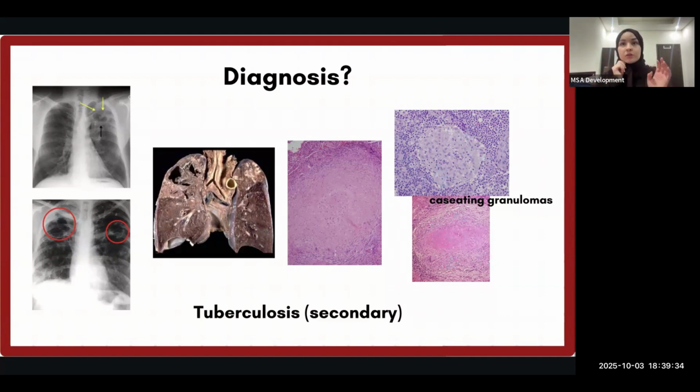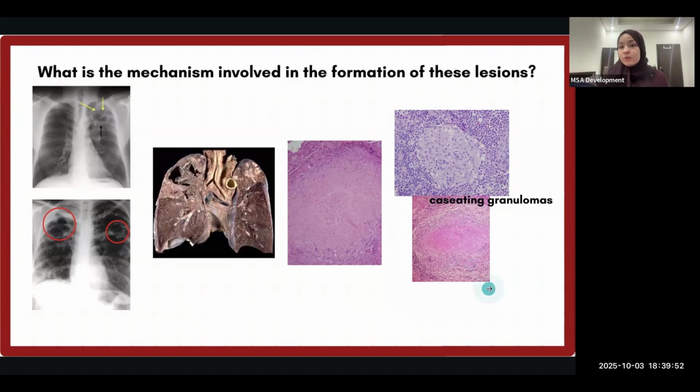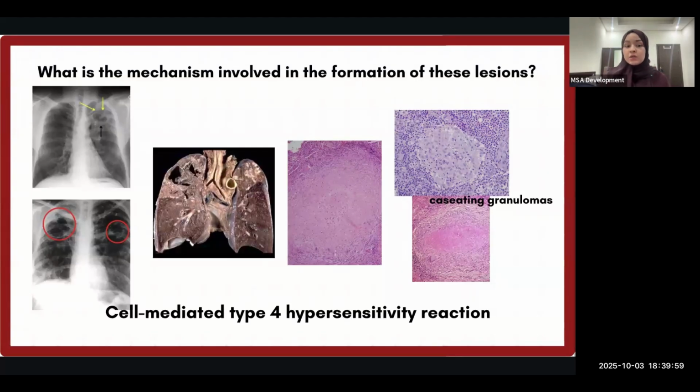Now, a granuloma is basically a giant cell. You guys know that, right? They are basically groups of macrophages that group together, form epithelioid cells, and then giant cells, Langhans giant cells in the case of TB. What is the mechanism involved in the formation of these? Basically, how are they formed? Through a cell-mediated type 4 hypersensitivity reaction, also known as a delayed hypersensitivity reaction.